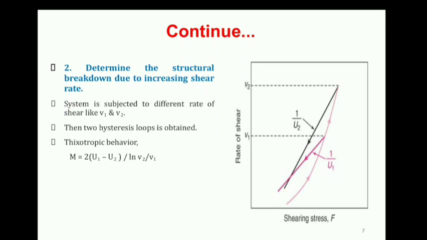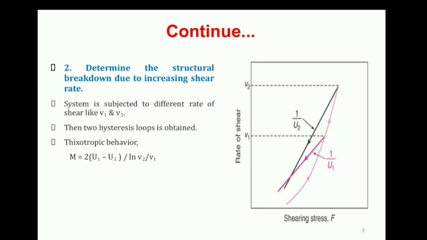In the second case, suppose the same sample is subjected to 10, then 50, 100, 150, 200 and 250, and again from 250 decreases to 10. Obviously, if you increase the rate of shear, more structural breakdown will occur, and your sample will show more thixotropic behavior. So when the system is subjected to different rates of shear, like V1 and V2, two hysteresis loops are obtained.